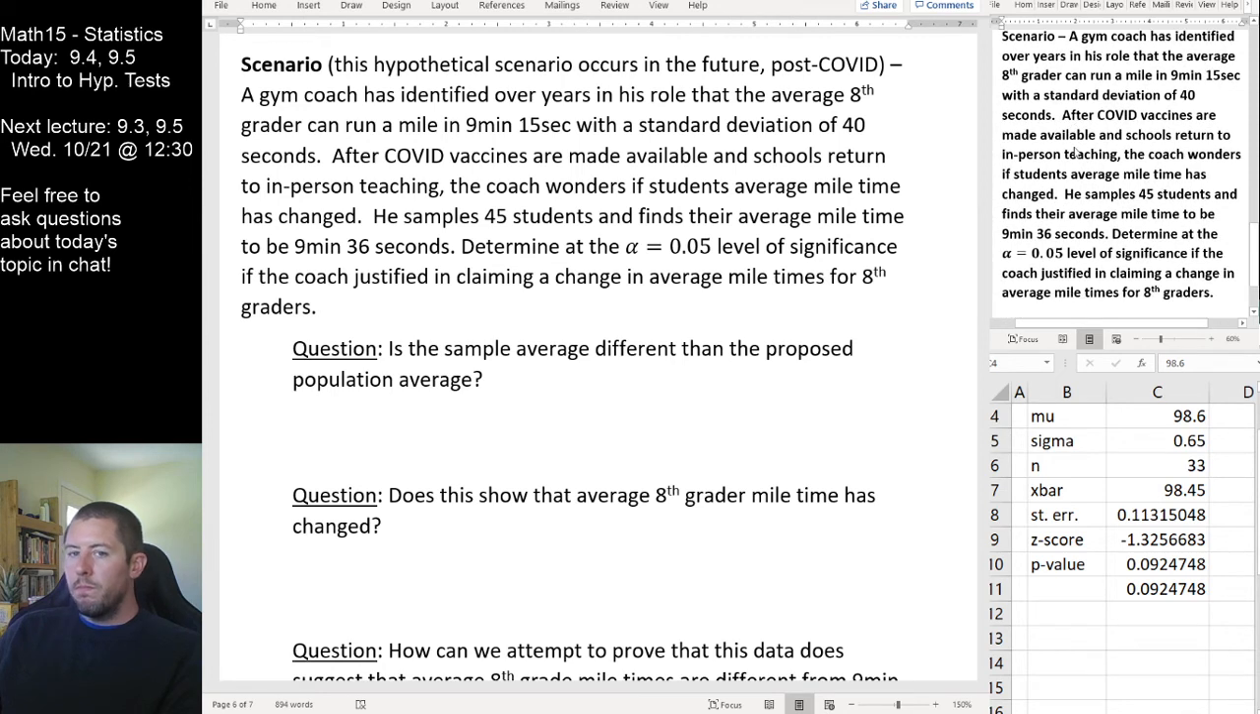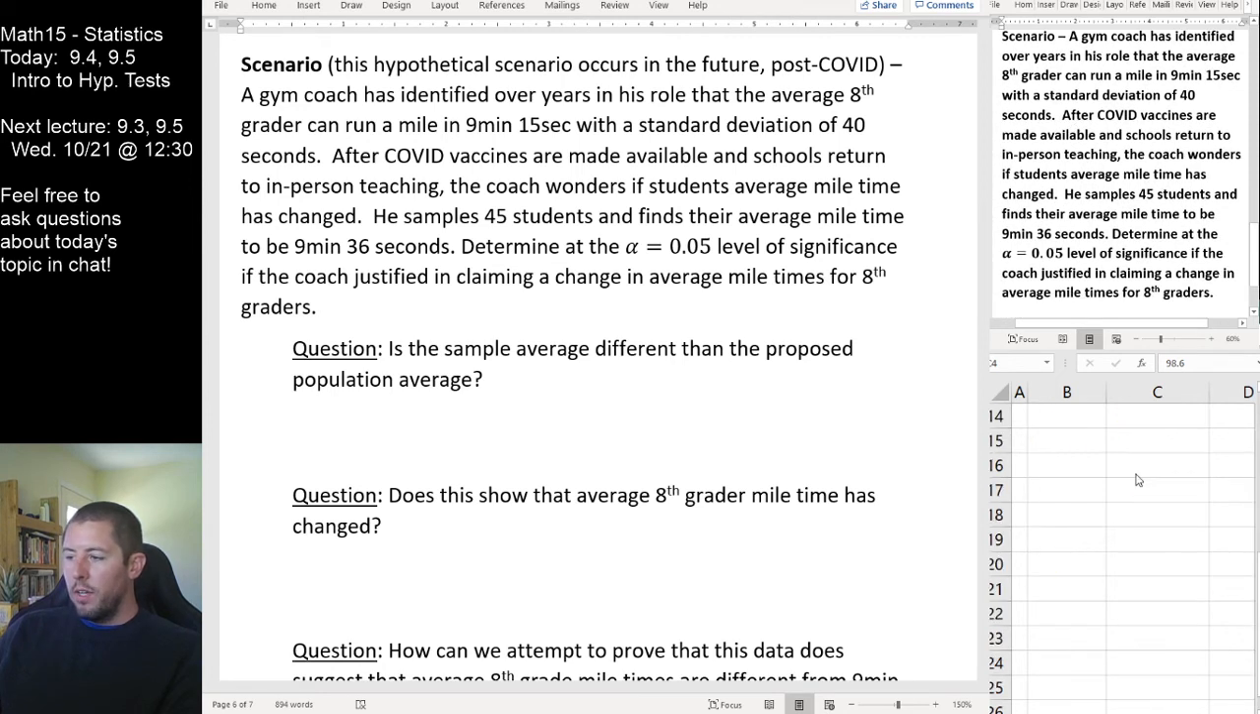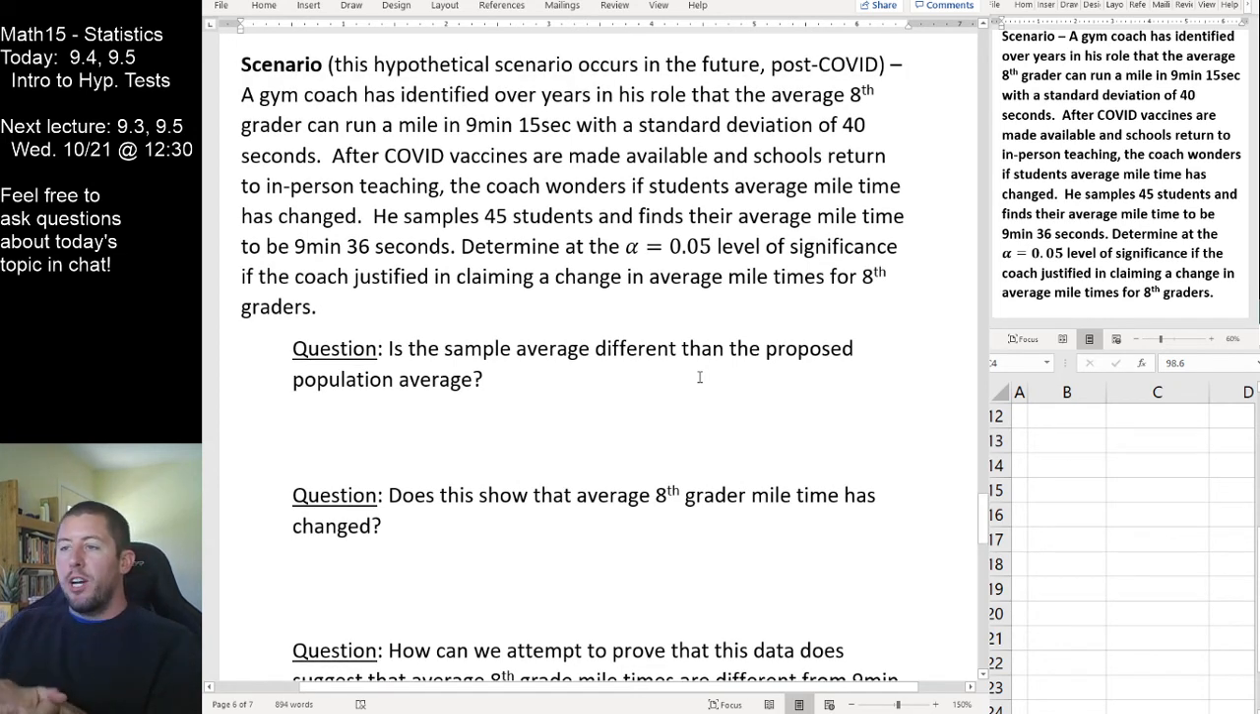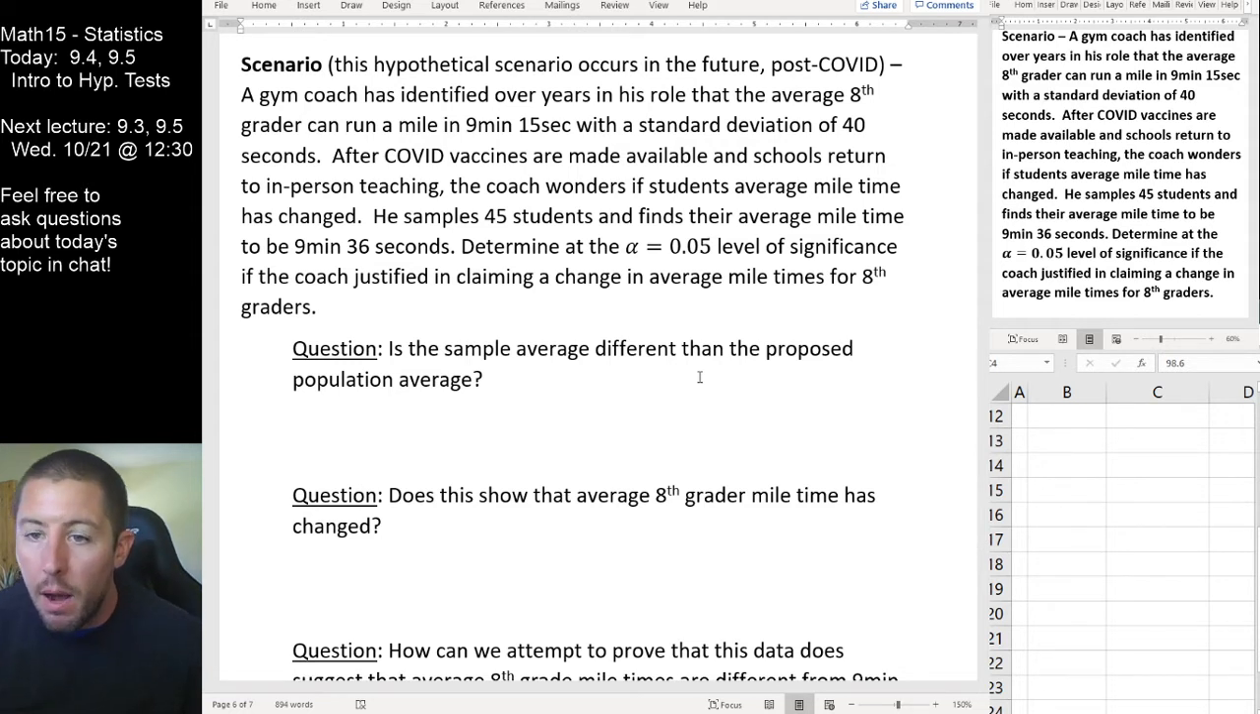So, same kind of deal. We're going to follow this very similarly to our previous one, but I'm just going to work through a lot of these parts quite a bit quicker here. So this scenario, a hypothetical scenario, occurs in the future post-COVID. I'm picturing this being like next fall.